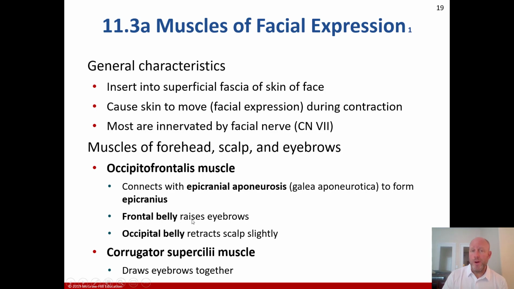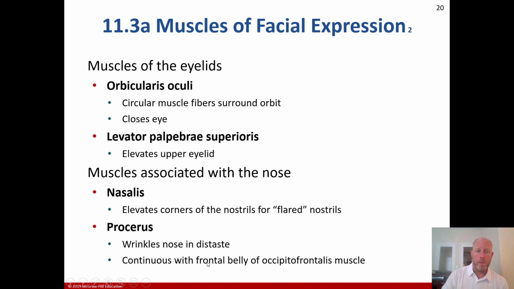The frontal belly raises your eyebrows. The occipital belly retracts the scalp slightly, retract meaning going back or pulling away. And the corrugator supercilii muscle draws the eyebrows together. The eyelids: the orbicularis oculi is the circular muscle fibers that surround the orbit. It closes the eye. And levator palpebrae superioris elevates the upper eyelid.